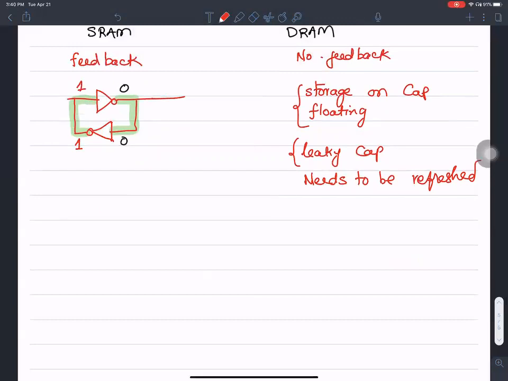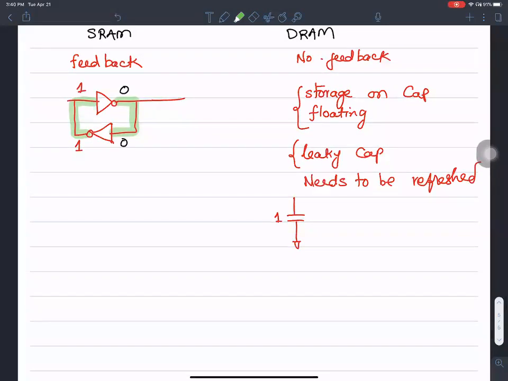But look at this guy. Even when I write a value of 1 to this, even when the power is being supplied, owing to the fact that this capacitance is leaky, it tends towards zero. So I need to refresh the contents again. I need to keep rewriting this one over and over again, multiple times, even with the power on. So this needs to be refreshed because the capacitance is always leaky.